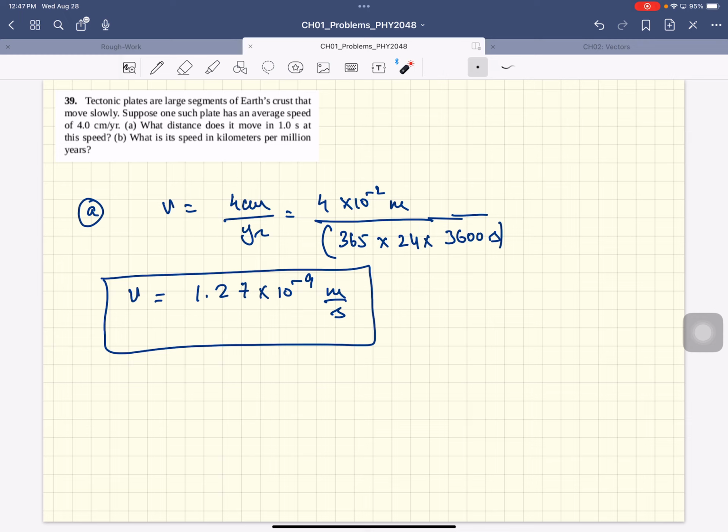Yep. How come you did it to two decimal places? I'm sorry? The two decimal places, is that a reference? No. All right. It doesn't matter. Yeah, that's not important. Okay. All right.